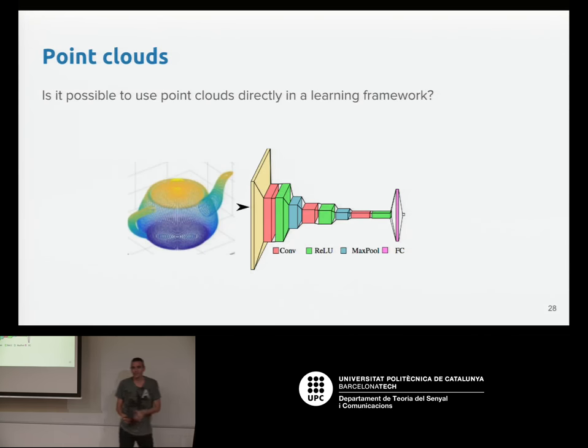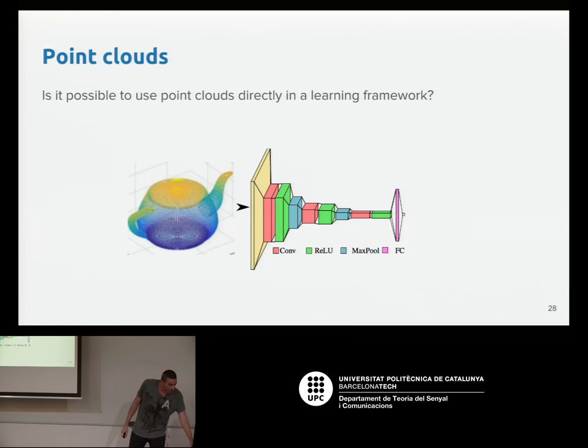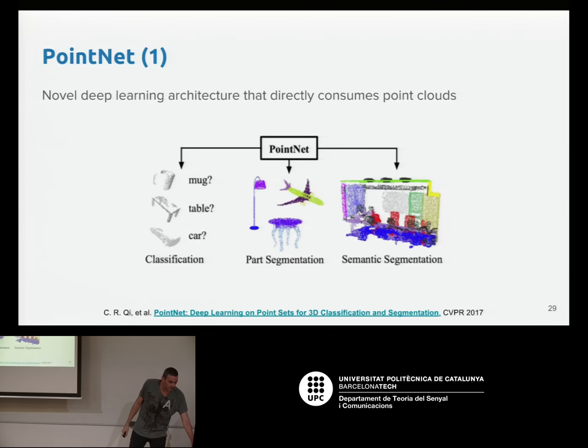Okay. And I'm going to finish soon. The last one is being stubborn, and saying, no, we want to use point clouds. How can I do it? Is it possible to feed point clouds into the network? And people are starting to propose architectures that work. Okay, I want to mention this one.